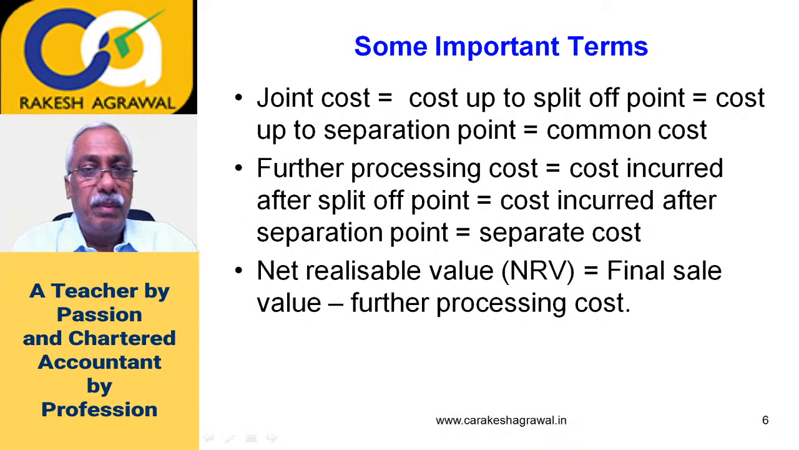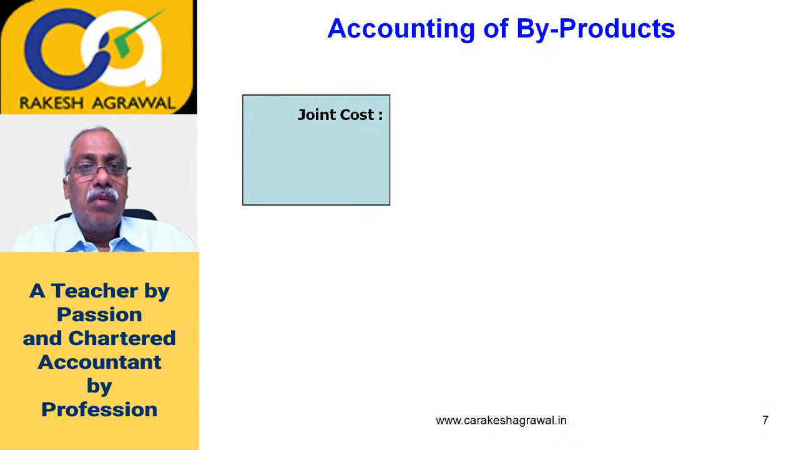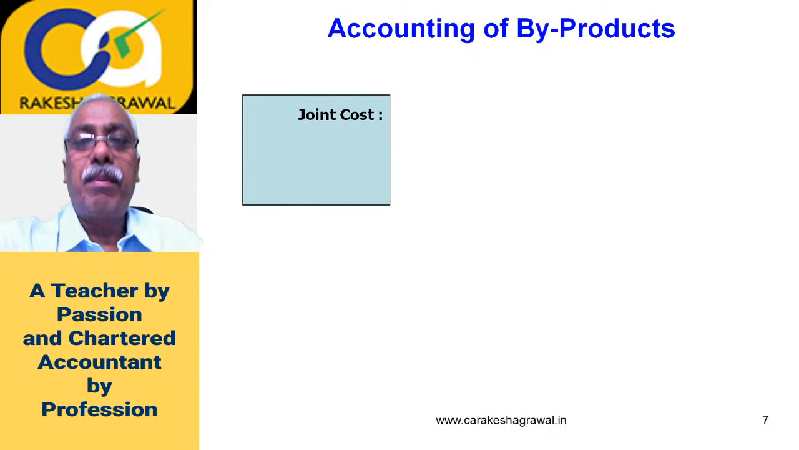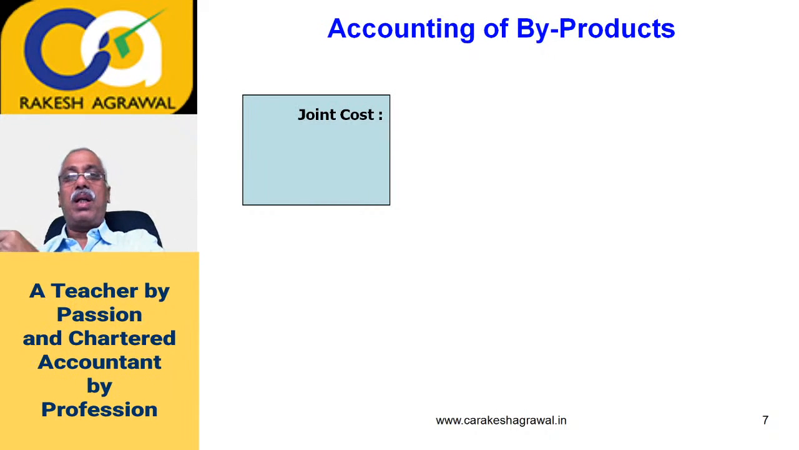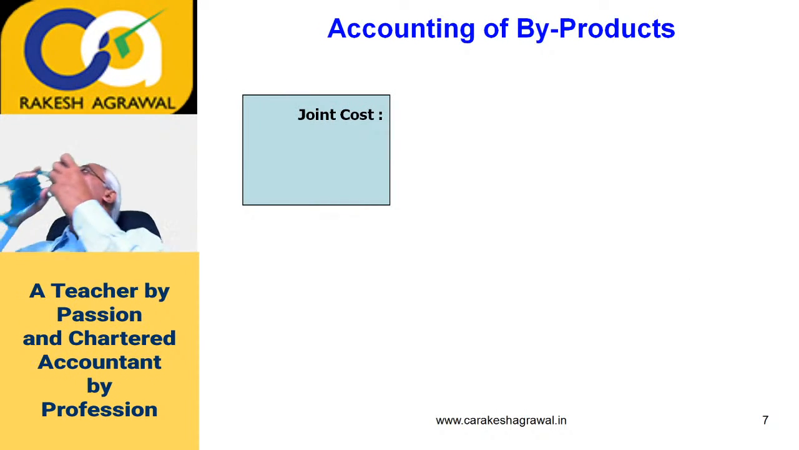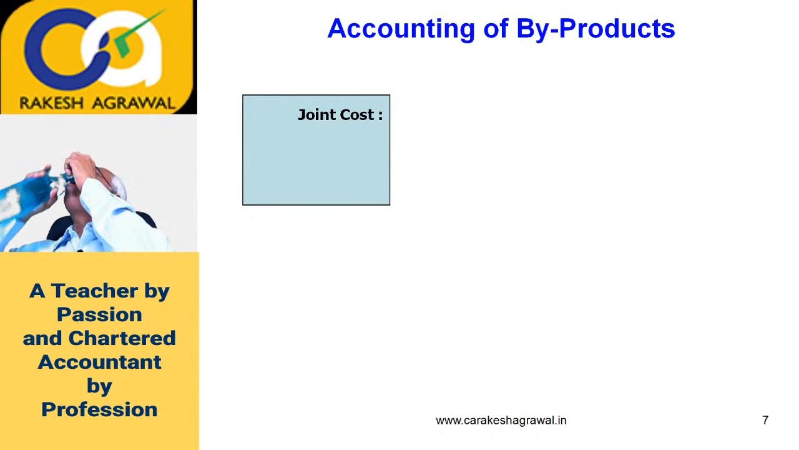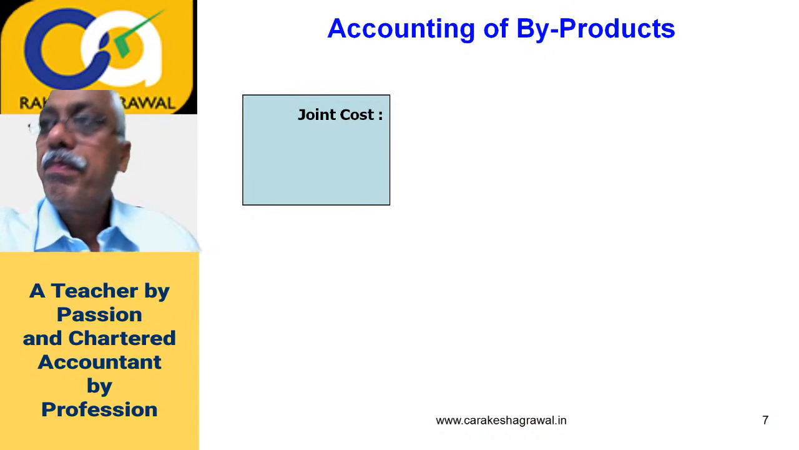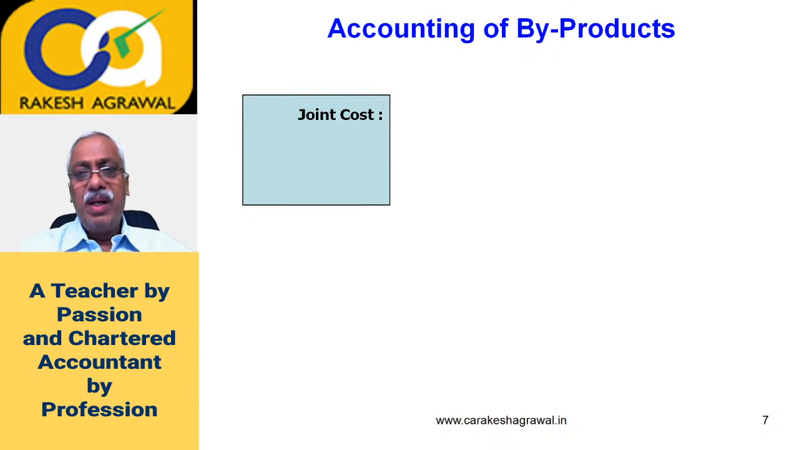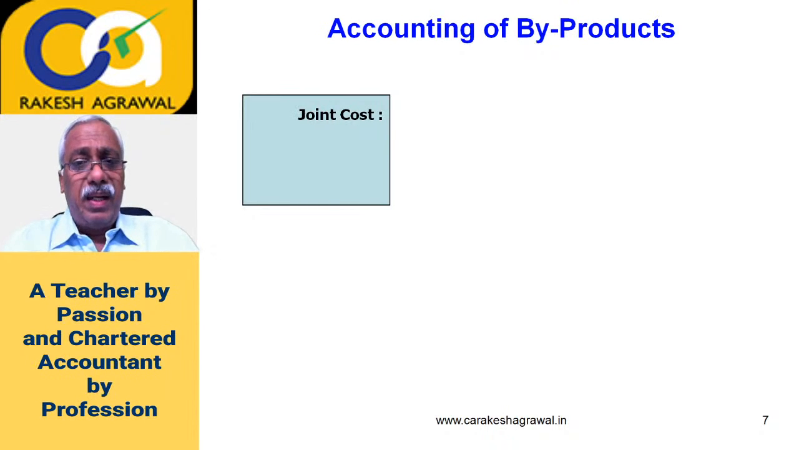These are some terms which we will be using. Now we will first discuss accounting of byproducts, and then we will discuss joint product accounting. Please remember, the word used is accounting, but don't take it that hard. Basically here accounting means how to allocate common cost between joint products and byproducts, that's all. But in technical language it is called accounting of byproducts.